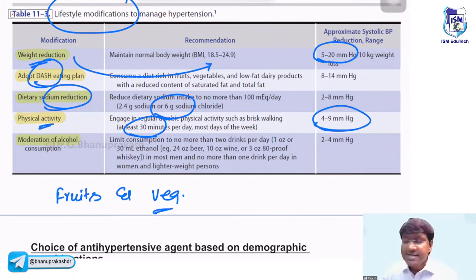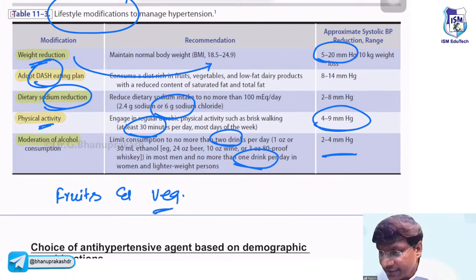And if the individual is alcoholic, it is 2 drinks in males and 1 drink in females that can be advised. With that, the blood pressure that can be reduced is almost 2 to 4 millimeters of mercury, okay? Right. Yes, this is for the FMGE itself.